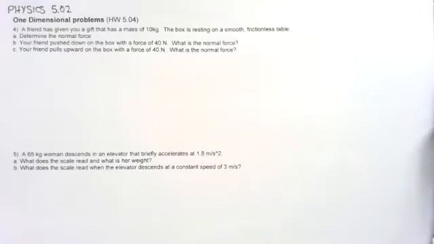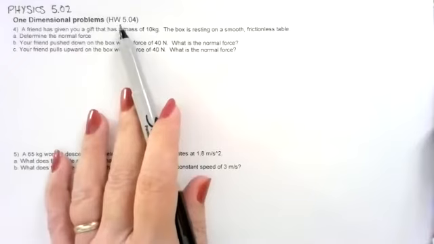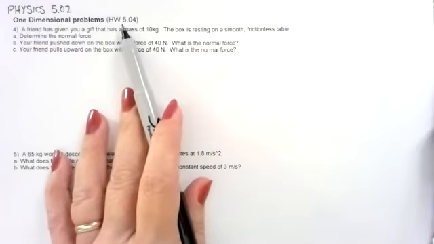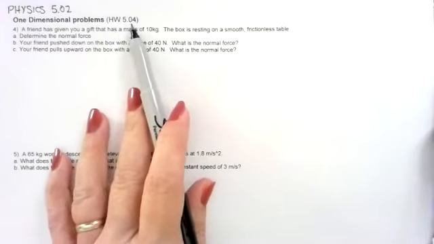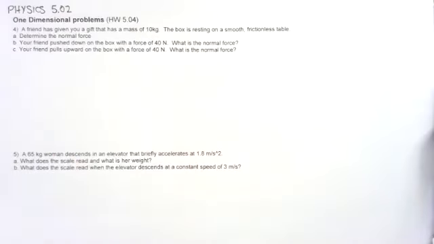All right, this is physics video 5.02. Looking at using Newton's law with one-dimensional problems, the correlating homework would be 5.04. So our videos and our homework assignments don't necessarily match up in this chapter. So we're going to look at what happens.